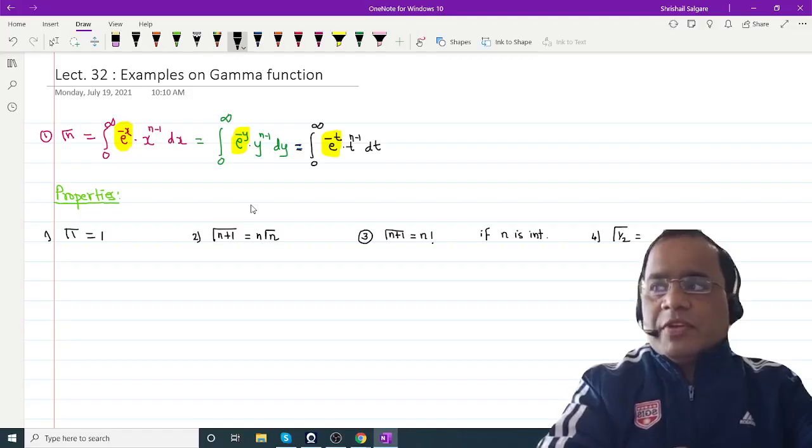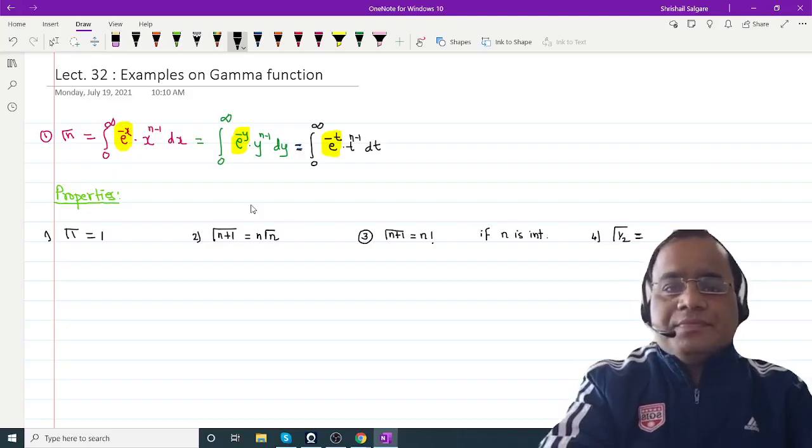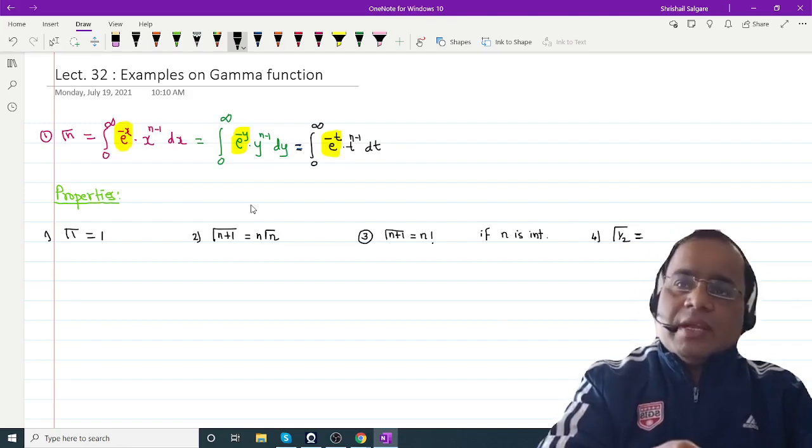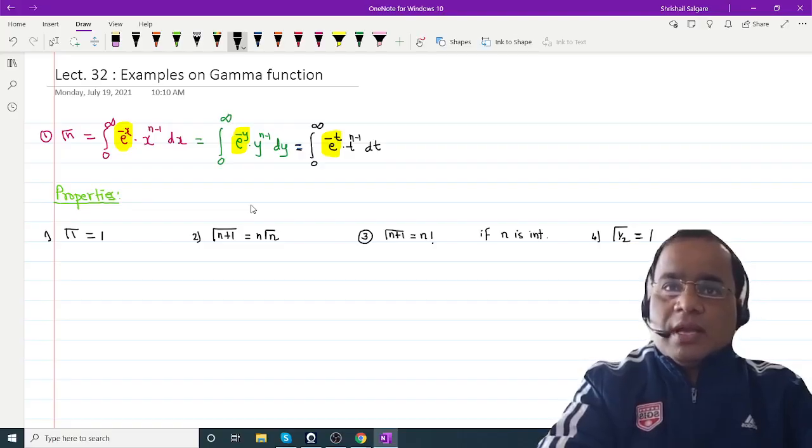Ayushi, are you in the meeting? Yes, what is gamma 1 half? No, 1 half I am asking, and at that time I told that to obtain the result of gamma 1 half we require the definition of beta function. The answer is root pi, not gamma pi. So make a differentiation between gamma and root.